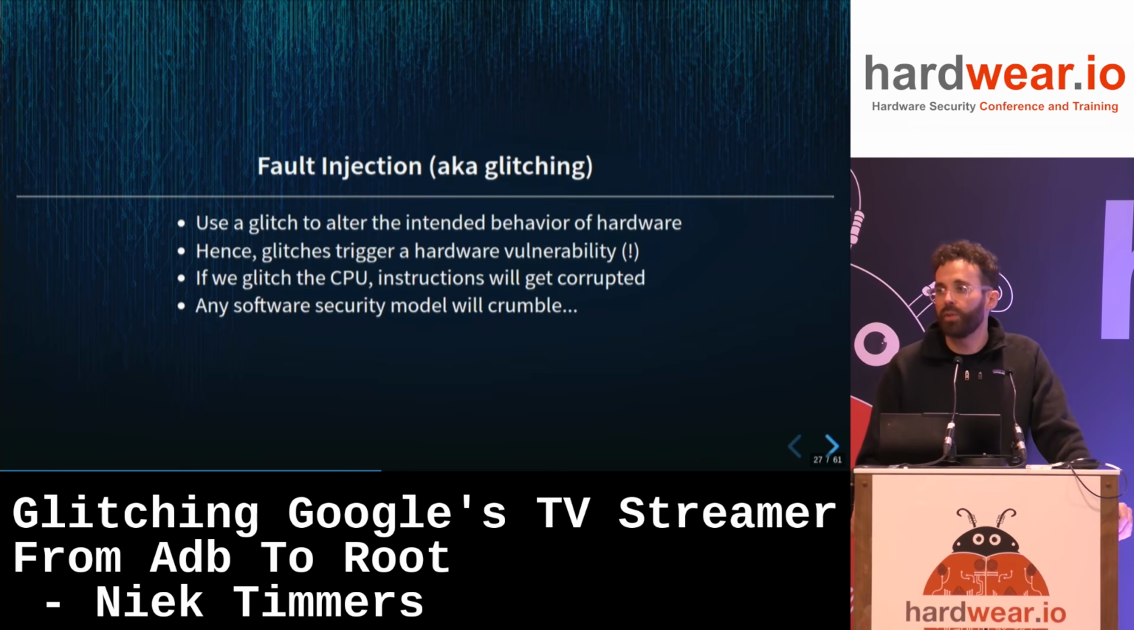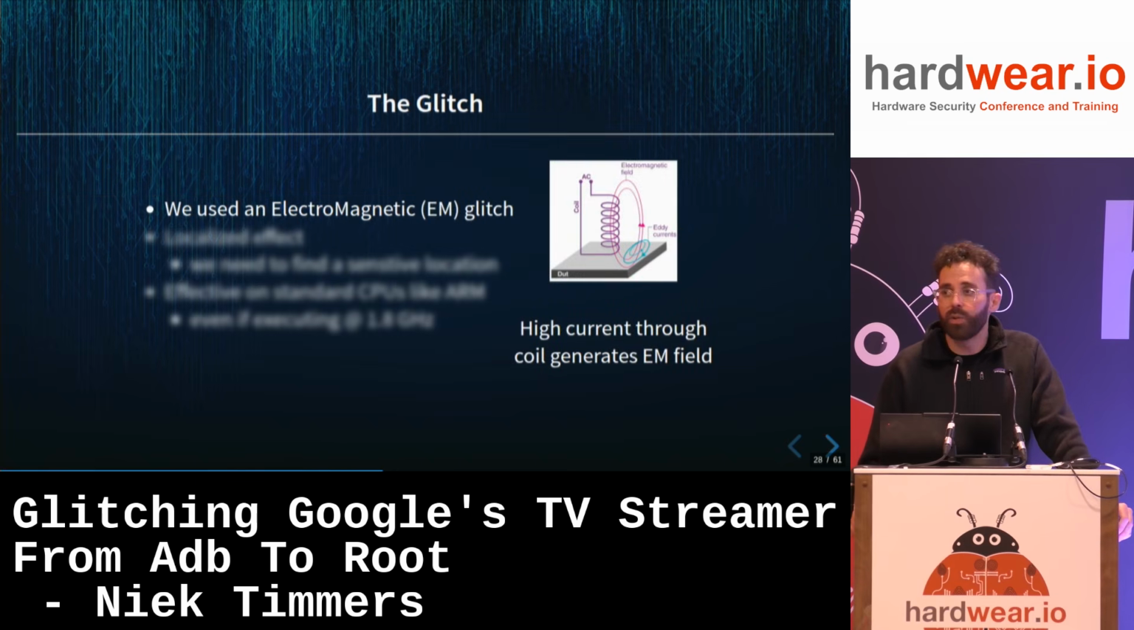As a result, any software security model that is implemented in the device and that the device relies on will simply crumble away. Because whenever instructions are not being executed correctly anymore, then that software security model will simply not work as intended, hence it can be broken. In this case we used EMFI, so that means we are generating an electromagnetic glitch in order to make the circuit inside the chip do something other than intended. And this works by generating a high current through a coil in order to generate this electromagnetic field.